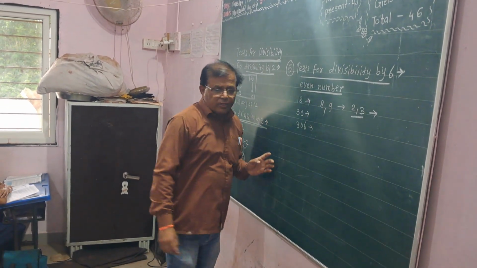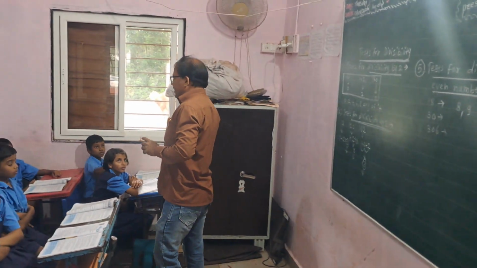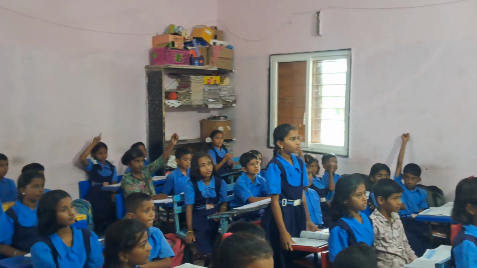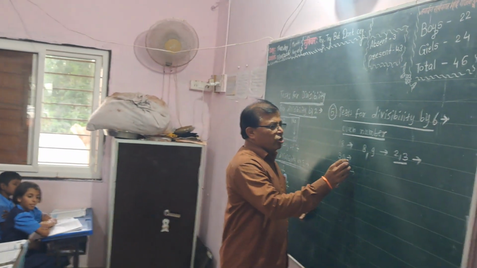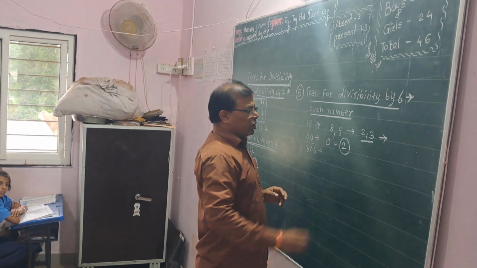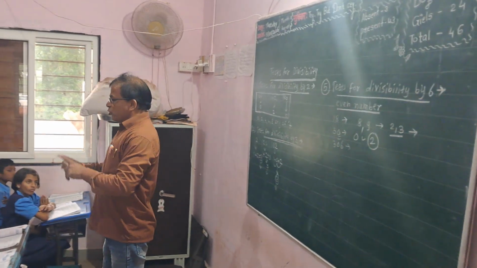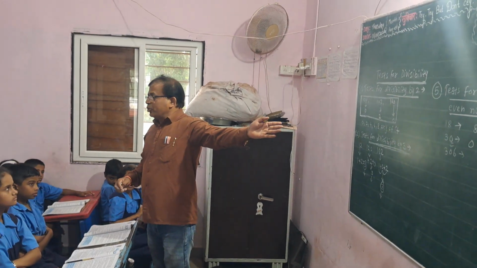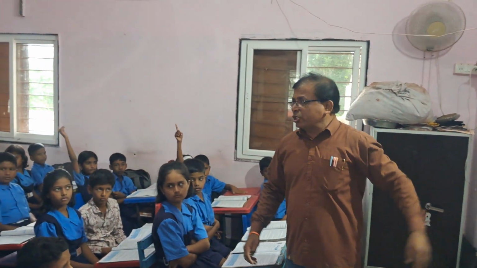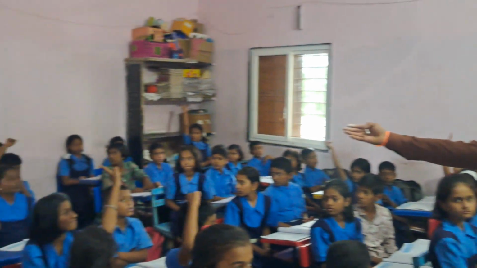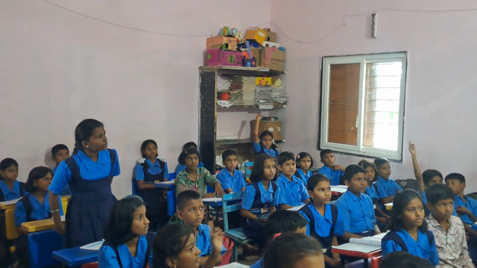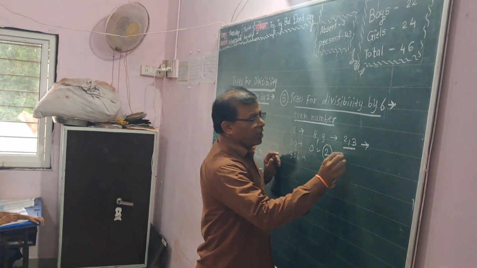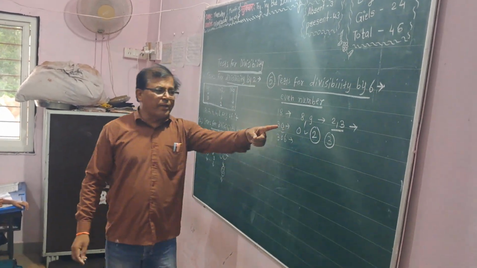Next, 30. In this 30, the unit place digit is 0. Thus this number is divisible by 2. After that, the addition of the 2 digits is 3. Thus this number is divisible by 3.